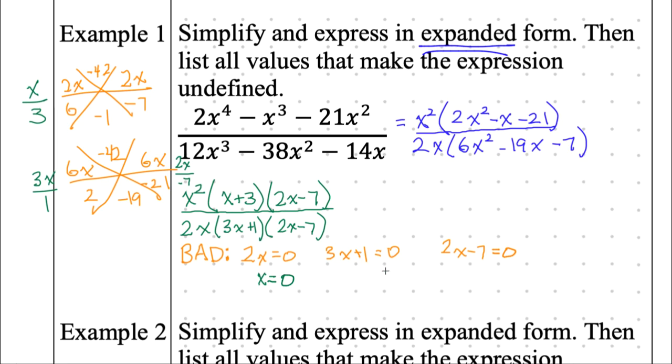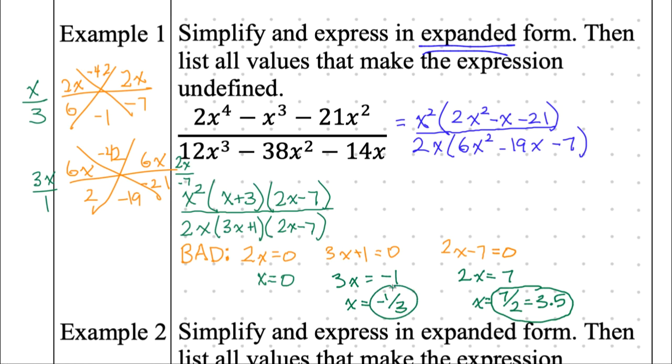Subtract 1 from both sides, so I get negative 1 on the right-hand side of the equal sign is equal to 3x, and therefore x is equal to negative 1/3. Add 7 to both sides, you get 2x is equal to 7, and therefore x is equal to 7/2, or if you prefer, 3.5. All right, those are my bad values. Let me go ahead and circle my bad values. Okay, so I've done list all values that make the expression undefined, check, but I have not simplified yet.